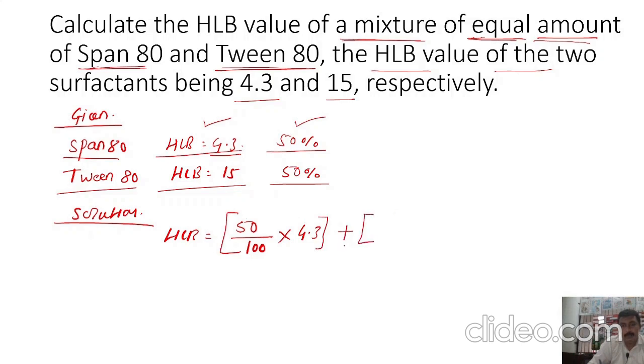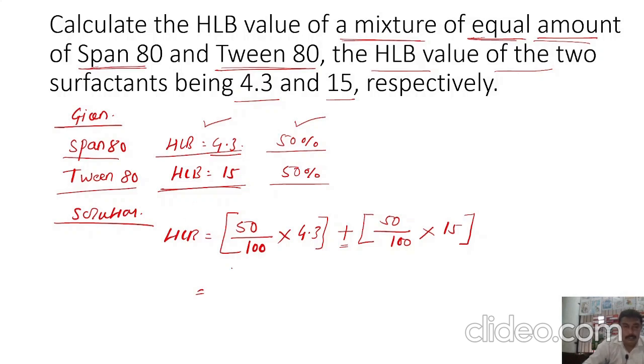As we prepare a mixture, we have to add these two values. Now next is 50%. So again 50 divided by 100. How much is the HLB value of Tween 80? Just multiply the proportion with the HLB value: 50 divided by 100 multiplied by 15. So here two surfactants are given, that's why we are adding two values. If three surfactants are given, then we have to add three values. So 50 divided by 100 multiplied by 4.3.